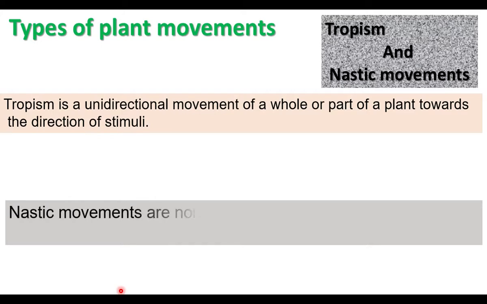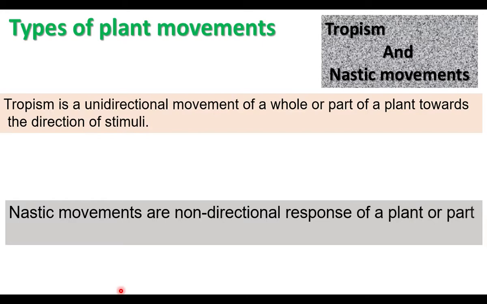Nastic movements are non-directional responses of a plant or part of a plant to a stimulus. The movement is not towards any direction. If we touch the leaves of the touch-me-not plant, the leaves show a folding movement. The movement is not towards any direction.